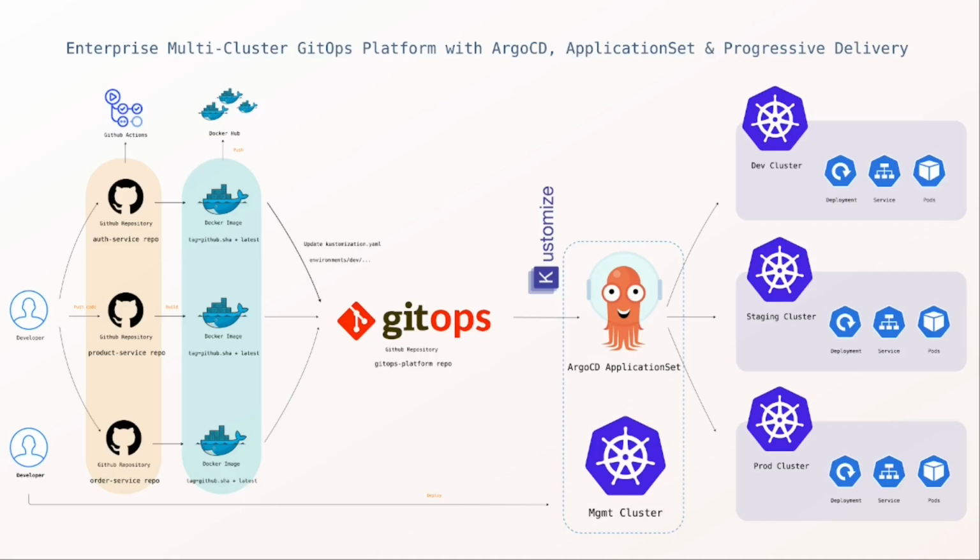In summary, the system combines GitOps, multi-cluster orchestration, and progressive delivery into a unified platform that is both robust and production ready.